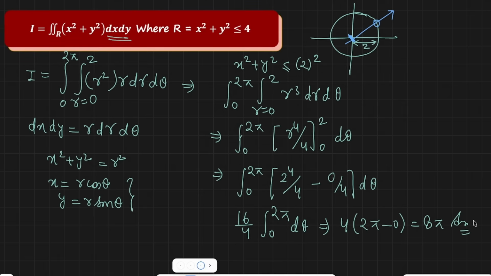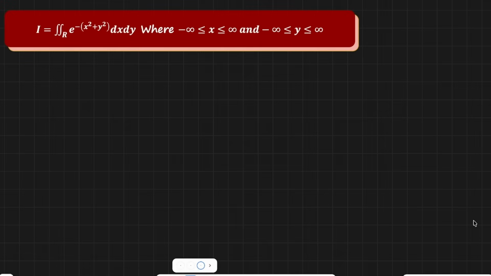You can easily find out the answer to this question. This is how you can convert into the polar coordinate system.